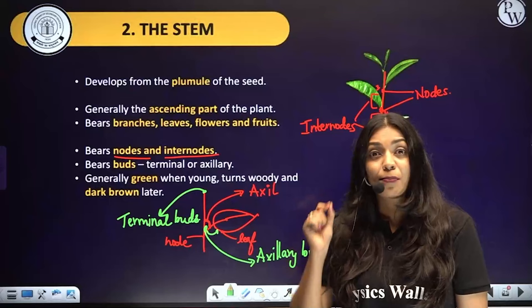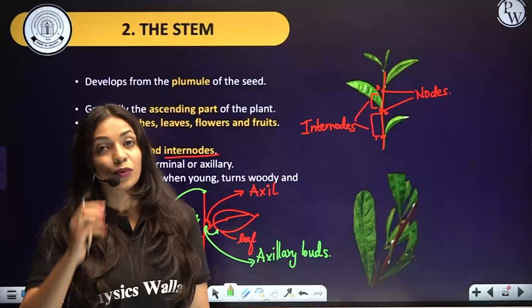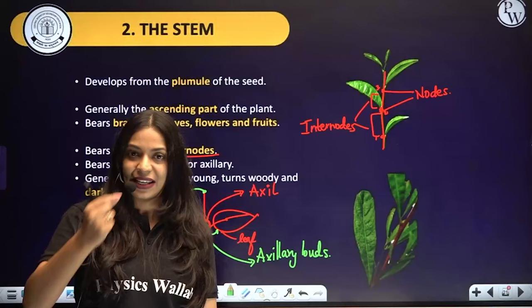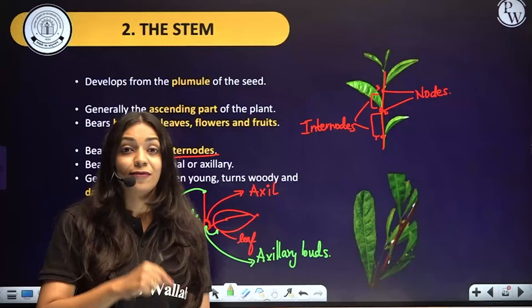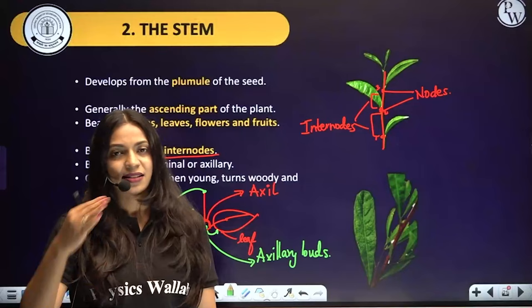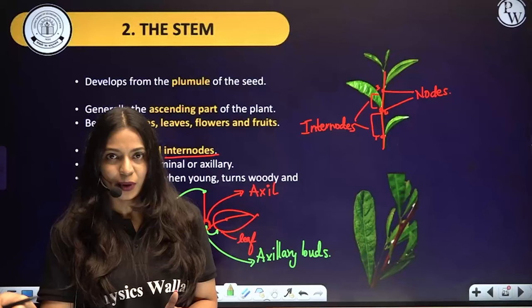Okay. So in a stem, which is usually the ascending part, you have distinct nodes and internodes. Nodes are those regions from which the leaves arise. The region of the stem between two nodes is called the internode. And in the stem, you can find buds, axillary buds or terminal buds. Axillary buds if they are present in the axil, terminal buds if they are present at the tip. These axillary buds may eventually form a branch. Okay. So yeah, so that's about the stem.